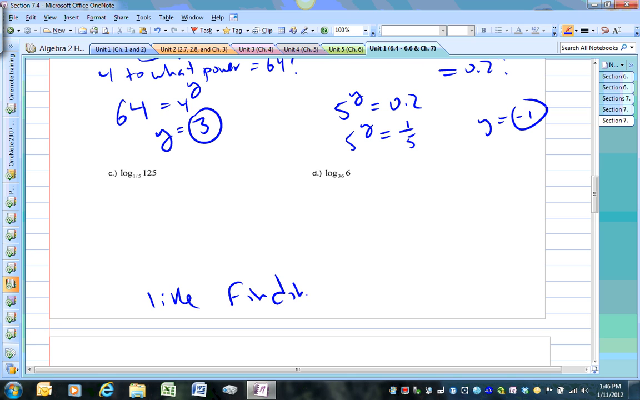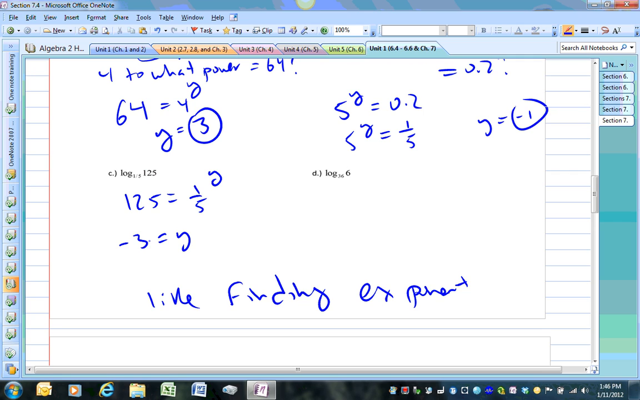Like finding exponents. So in this case, 125 equals 1/5 to the y power. Y would be -3, because you have to flip it over to make it 5 and then cube it.